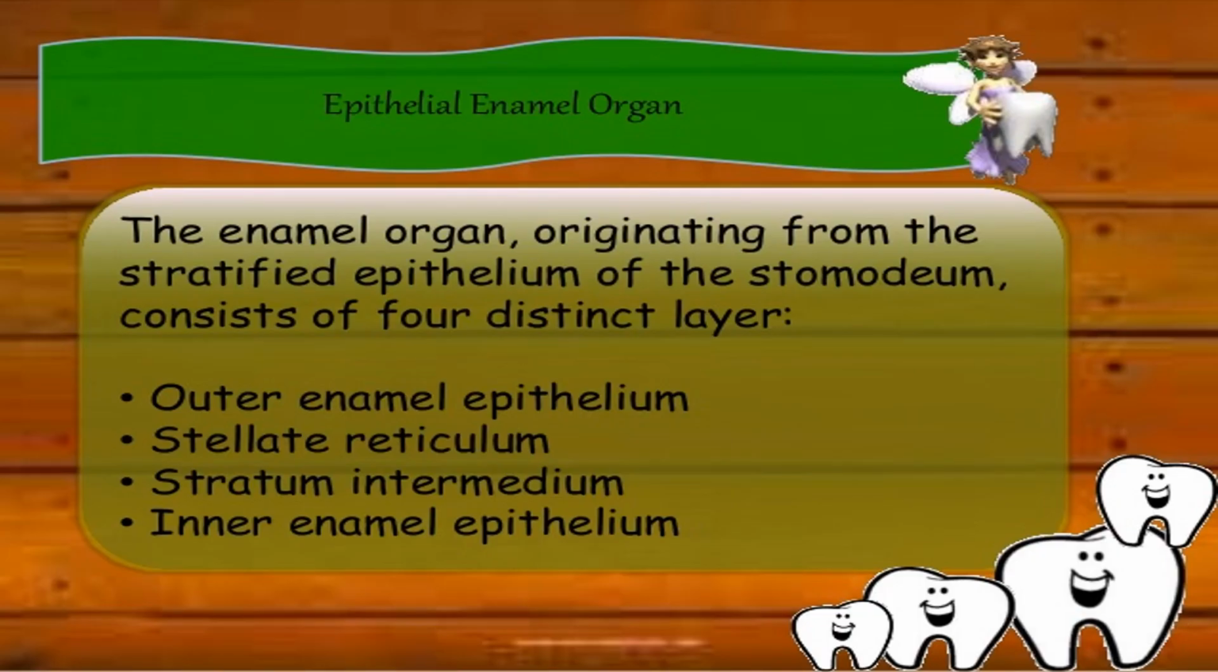The enamel organ, originating from the stratified epithelium of the stomodeum, consists of four distinct layers. Stomodeum is the mouth, the oral cavity. When it develops, it consists of four distinct layers: outer enamel epithelium, stellate reticulum, stratum intermedium, and inner enamel epithelium.